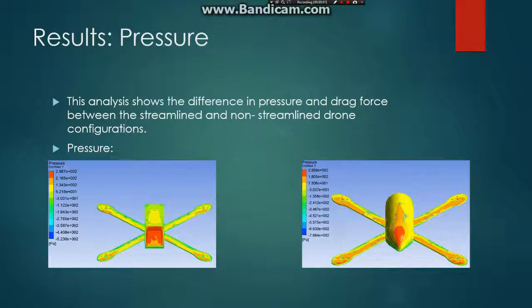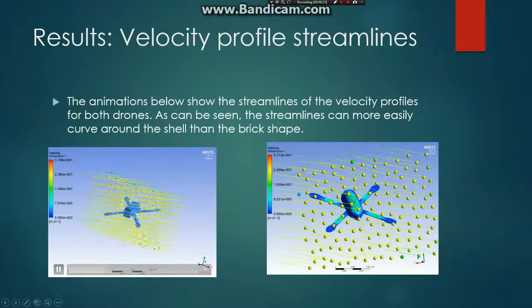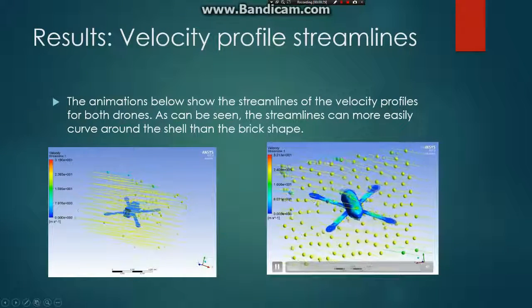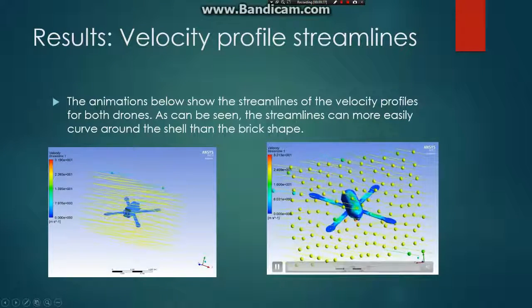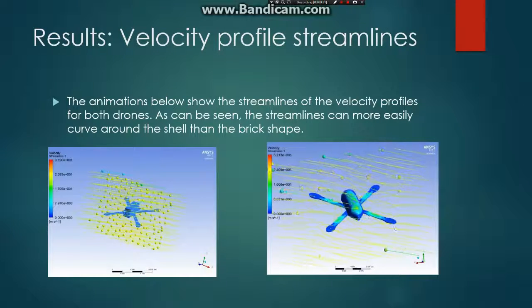The results of this analysis yielded pressure, drag force, and velocity profiles for the experiments. As can be seen in this picture here, the pressure on the brick drone is much higher and much more concentrated than that of the contoured shape. For the velocity profile, we can watch some videos of the streamline behavior. This shows that the streamlines are able to move much more easily around the curved shell than that of the brick shape.